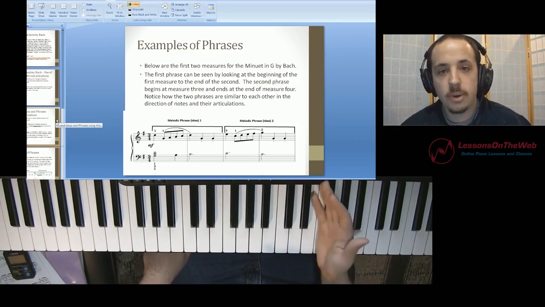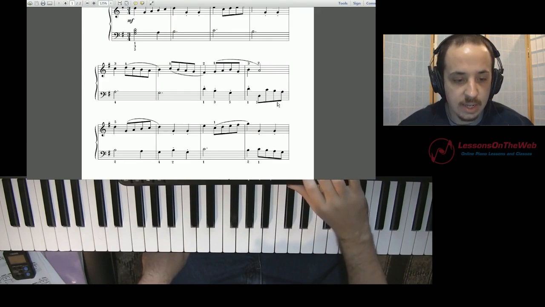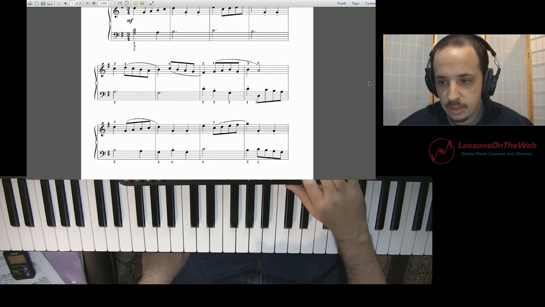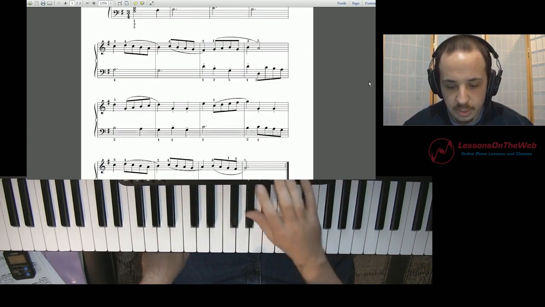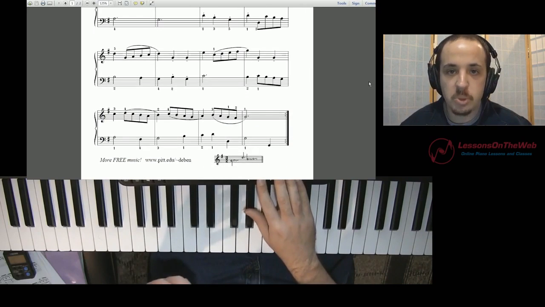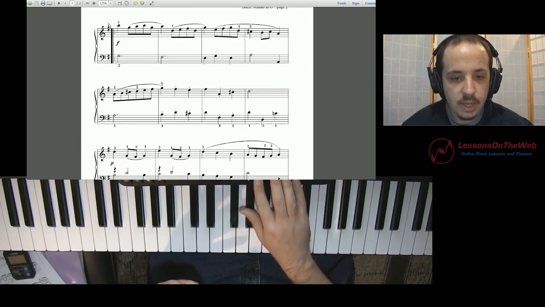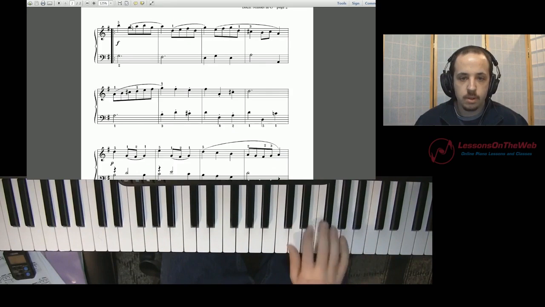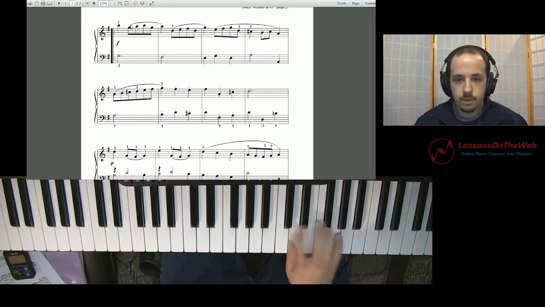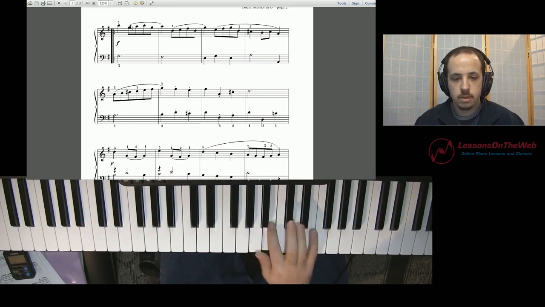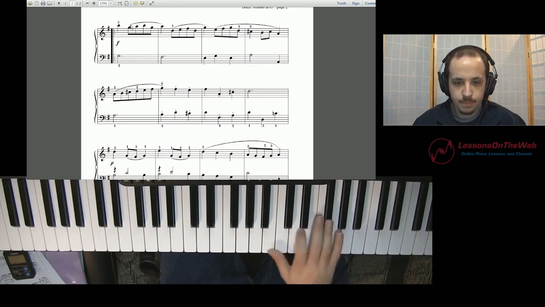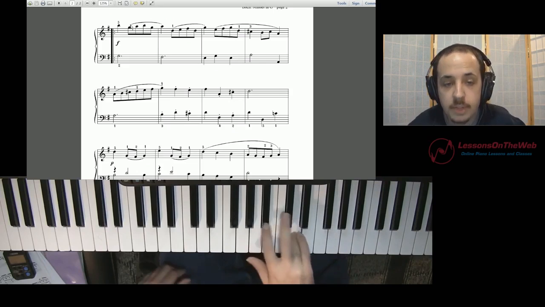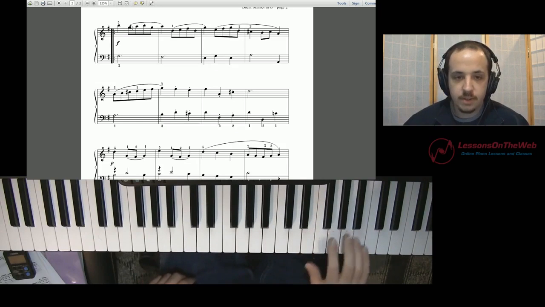So that's all we're going to talk about today. Take a look through the rest of Minuet in G, and now it is part of your playing examples for this week, and see if you can observe all of the different phrases.